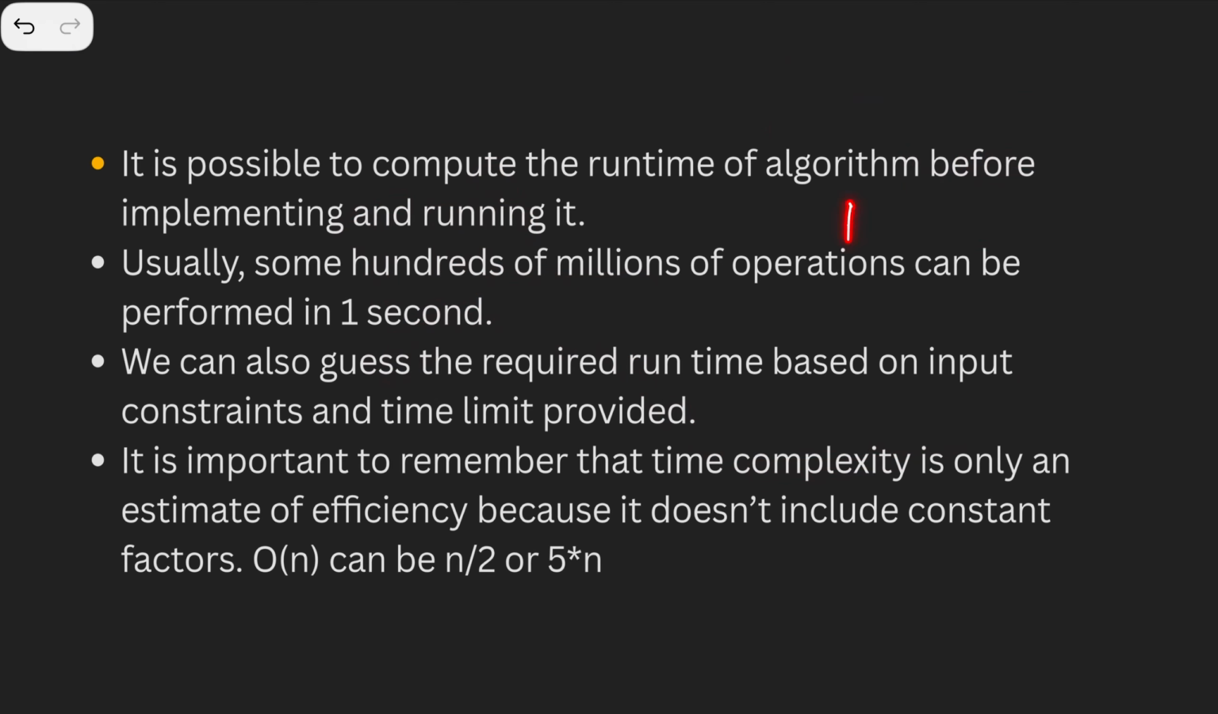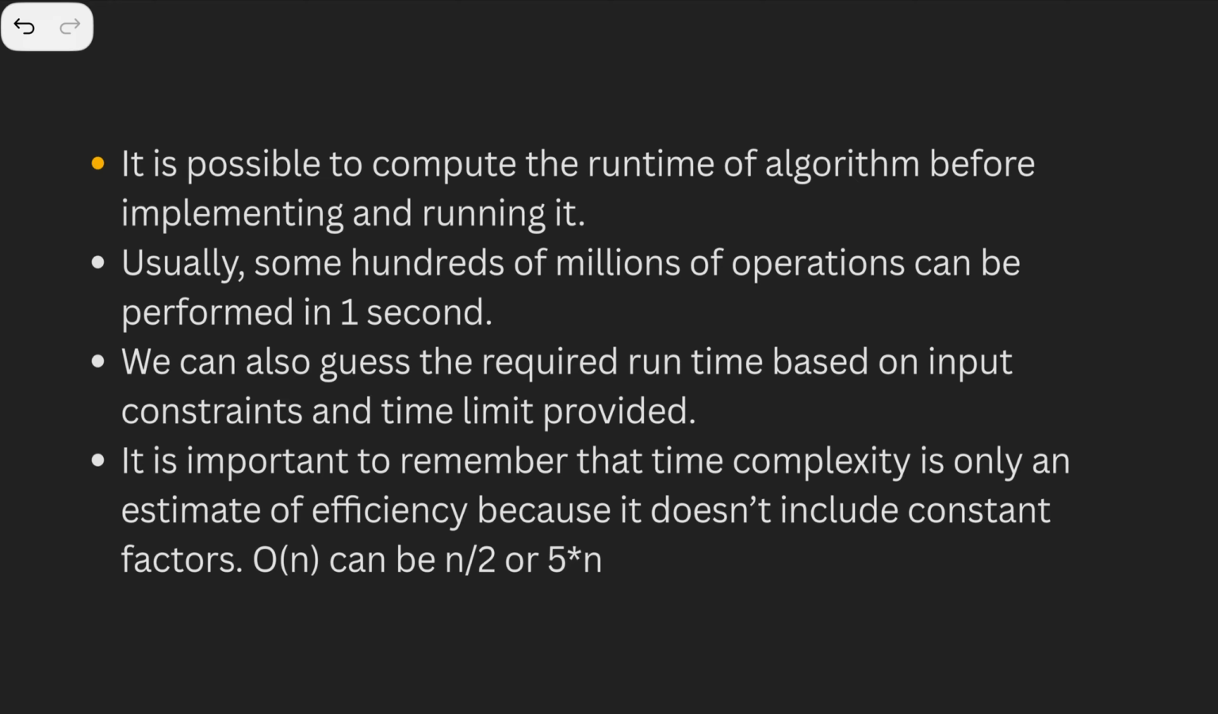Usually, some 100 into a million operations get performed in 1 second. Now we can guess the required runtime of the algorithm based on the input constraints and the time limit that they have provided. So every single problem provides a limit, like the array length cannot be greater than 10 to the power 5. So your n is limited to 10 to the power 5. This is the constraint that you have. They also provide the time limit for the algorithm to run. Sometimes it's 1 second, sometimes it's 2 seconds. So based on the input constraint and the time limit, we can figure out an algorithm that will be accepted.